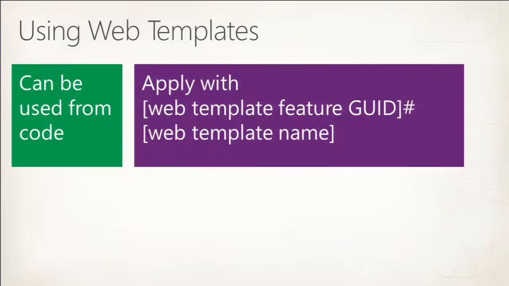What we would do is apply the web template with the web template feature GUID with brackets. Without them, it doesn't work. I've made that mistake about 20 times. And then the web template name. So here, this is the second time we look at the web template name, which is defined in the web template element of our feature, and that will come back again.